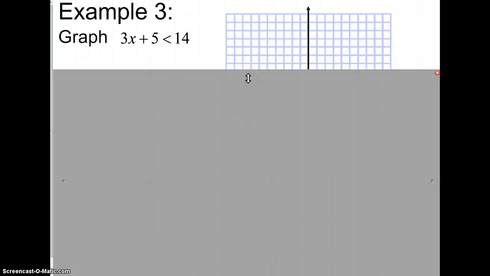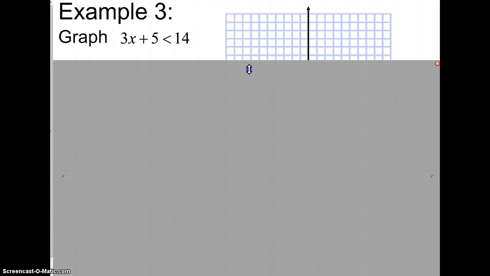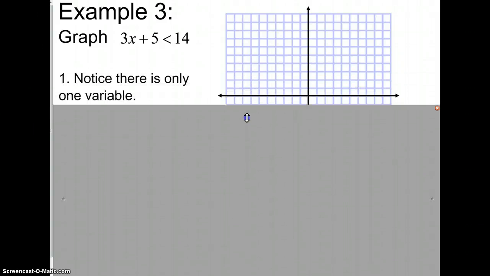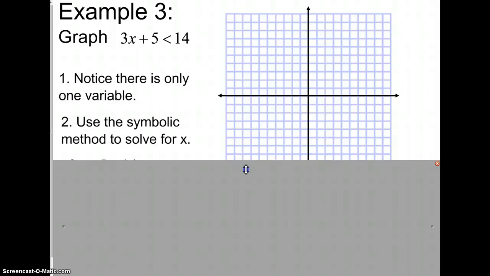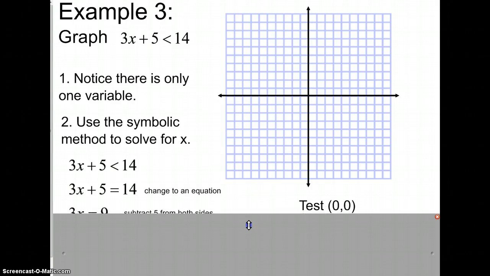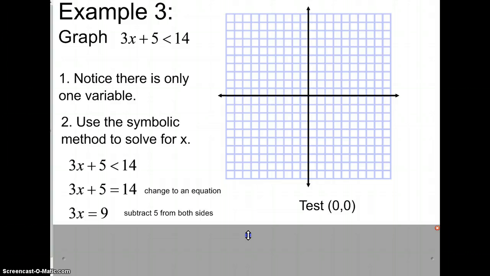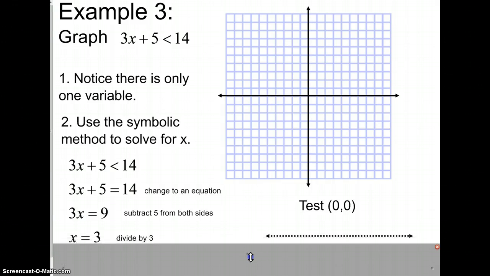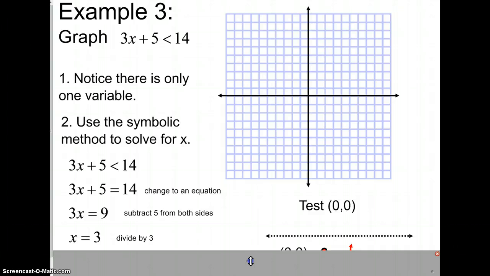Okay, here's your third and final example for today. We have 3x plus 5 is less than 14. Think for a second what's different about this equation than the last two. Well, you should have noticed that we only have one variable. If there's only one variable, you're just going to use the symbolic method and you are going to solve for x. So as we do that, we notice that we change it to an equation. Next, we isolate x by subtracting 5 from both sides. And finally, we divide by 3 and we get x is equal to 3.